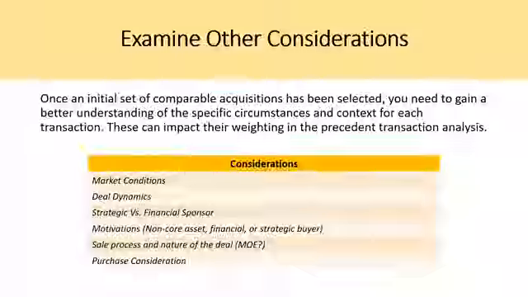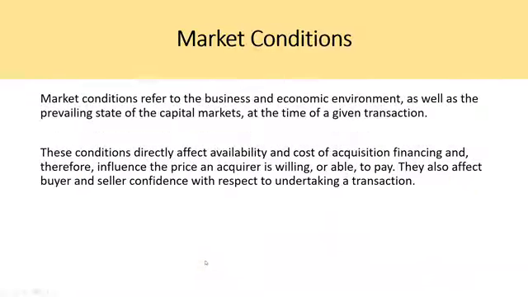That is the same as with comparable companies analysis, where if you're comparing them to different comparable companies that are outside of their industry, not related to your target company, then the overall final weighting and final valuation will be off and useless. So some key considerations are the market conditions in which the transaction was completed in, the deal dynamics, whether it was a strategic or financial sponsor, the motivations, were they selling a non-core asset, a financial asset, or was it a strategic buyer that was interested in buying them, the sale process and the nature of the deal, was it a merger of equals, and also the purchase consideration, which we'll spend a lot of time on that as well.